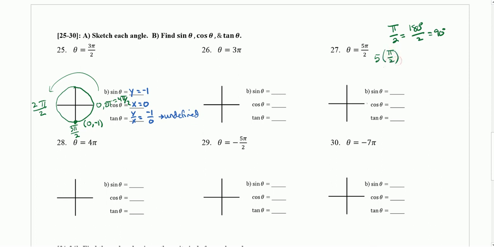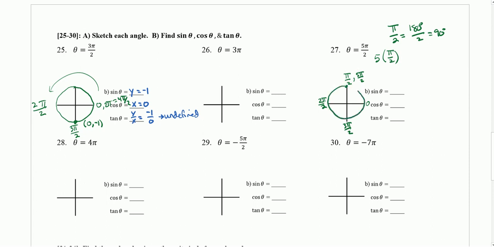So as you count this, you have 0, you have 1 pi over 2, you have 2 pi over 2, 3 pi over 2, 4 pi over 2, back at 0, 5 pi over 2. So 5 pi over 2 is the same location as pi over 2. It's on the y-axis.